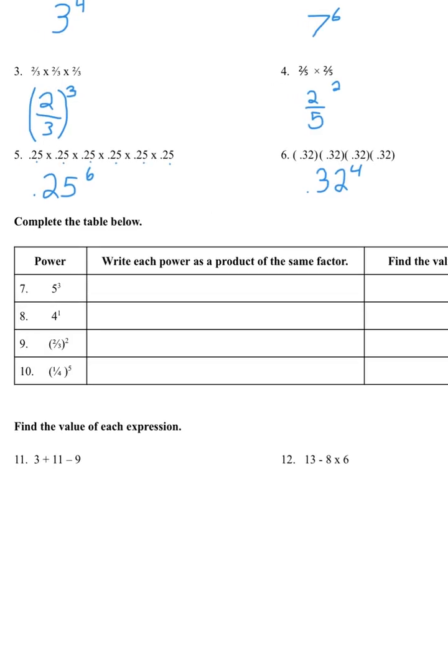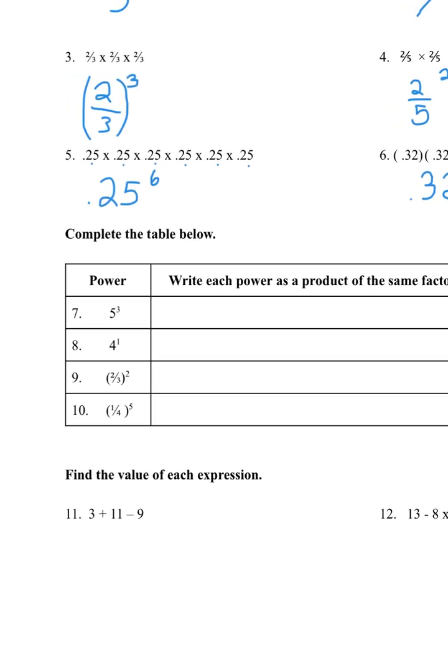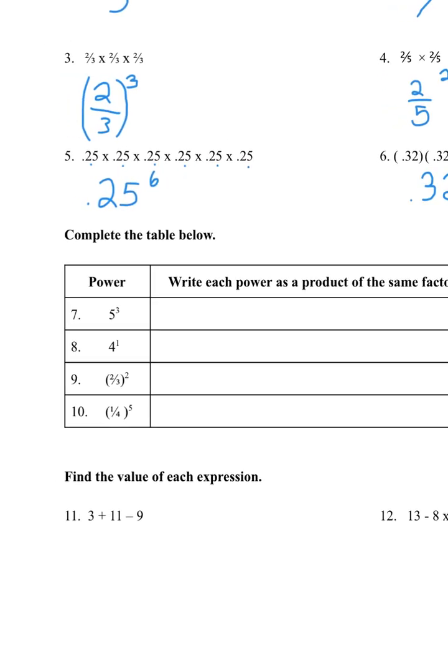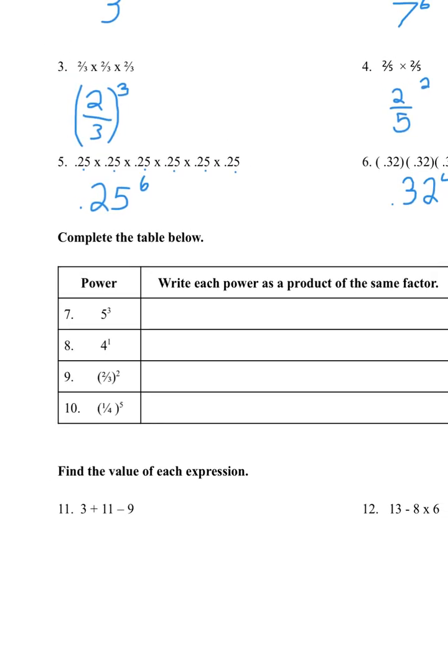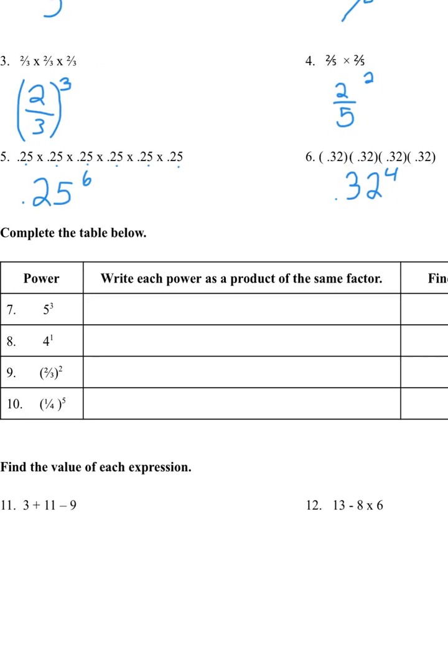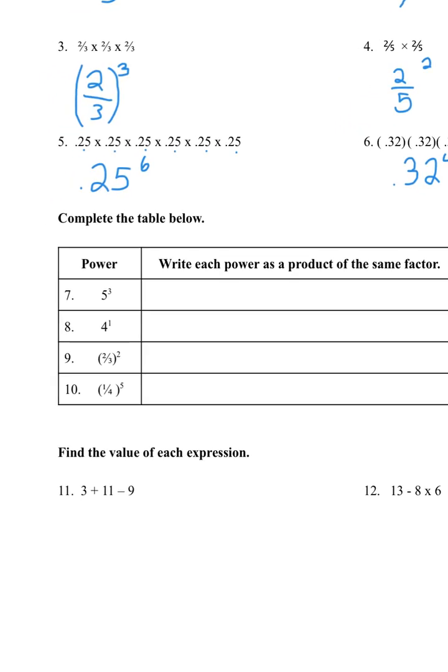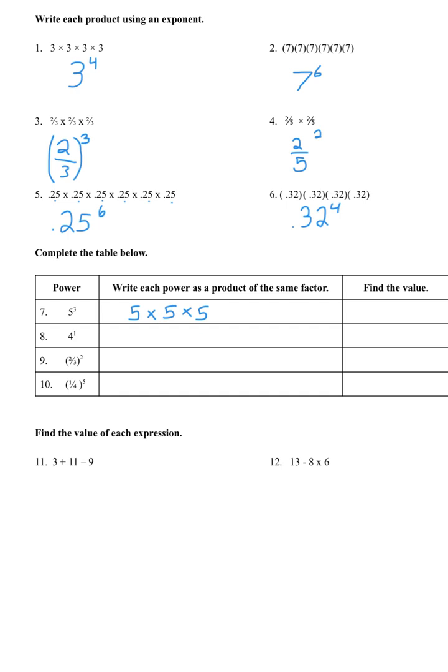For 7 through 10, we are taking the given exponent and we are going to write each power as a product of the same factor. So the same factor is 5 times 5 times 5, right? It's to the 3rd power. The next step of 7 through 10 is finding the value.